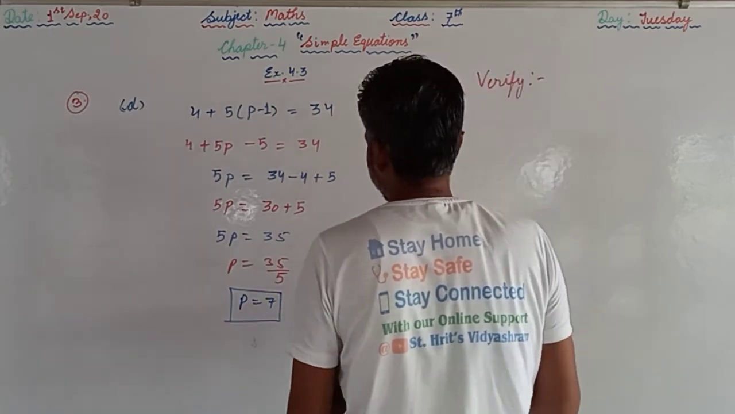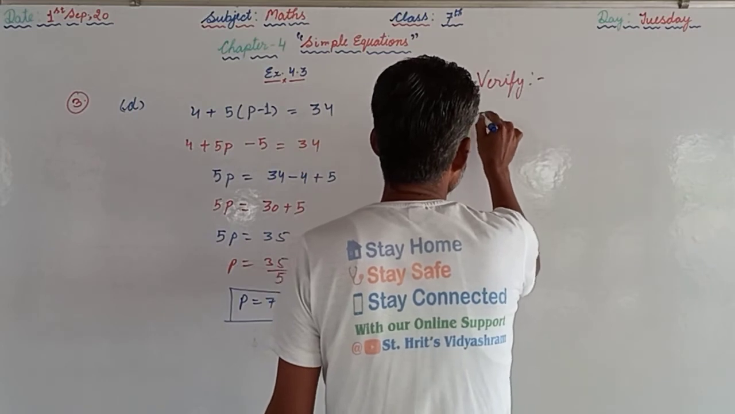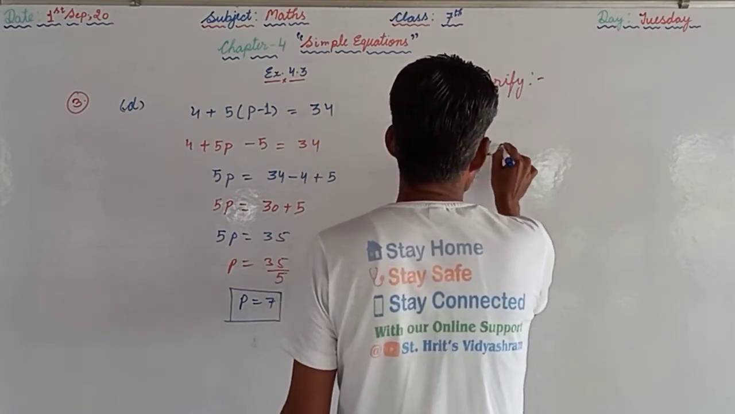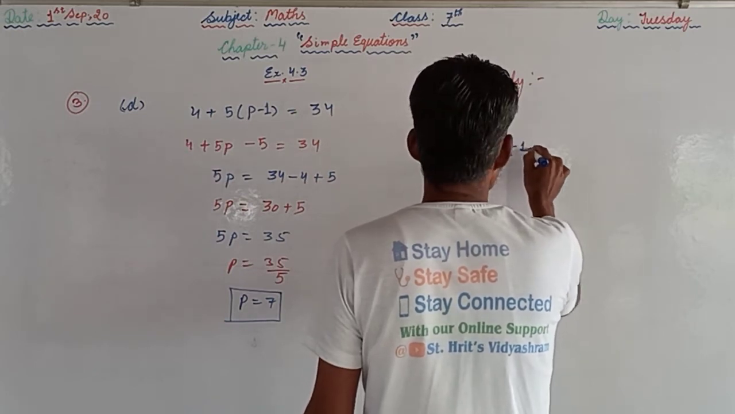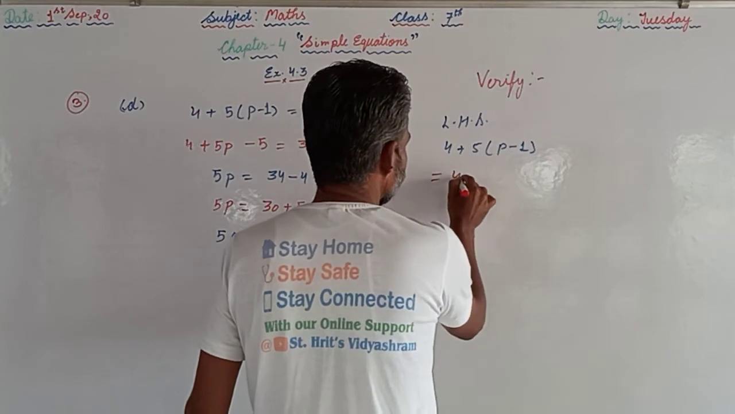Again we want to verify our answer, whether our answer is correct or not. So we will take now the left hand side, because the variable is there on the left hand side only, and the left hand side is 4 plus 5 into (p minus 1), and now we are supposed to substitute the value of p.